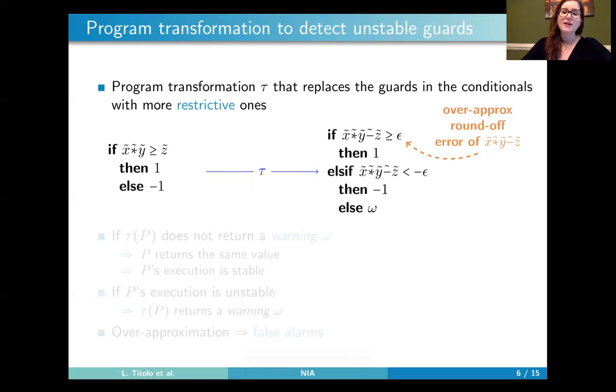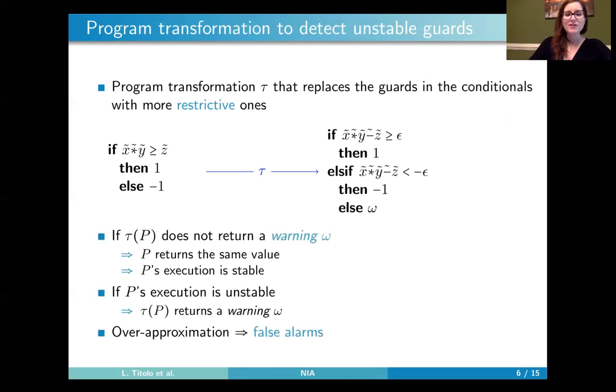And similarly, for the guard x * y - z < -epsilon, we will have that if this is satisfied, then the negation of the original guard is going to be true both in floating point and real arithmetic. For all other cases, so when our expression is between minus epsilon and plus epsilon, we don't know if the round-off error is going to affect the evaluation of the guard. So in this case, we're going to emit a warning of a possible unstable guard occurring.